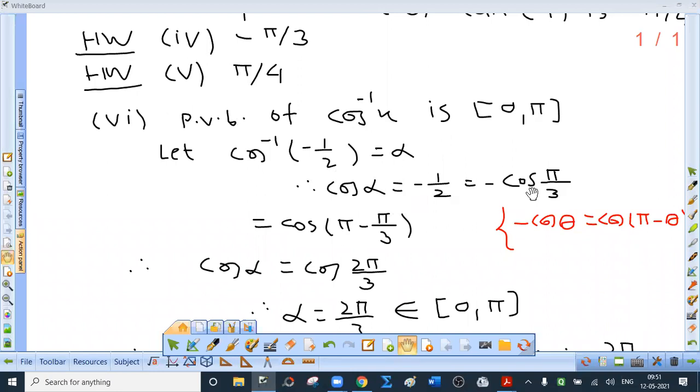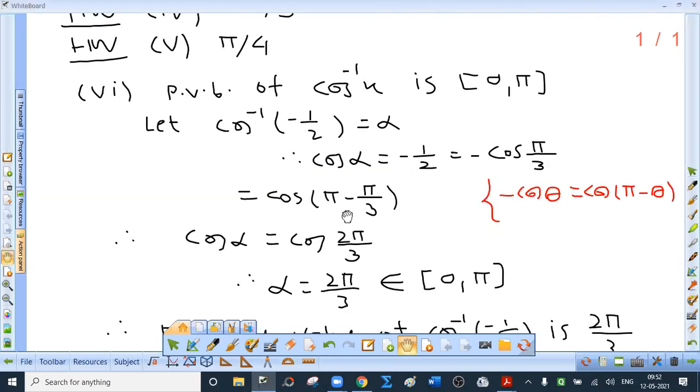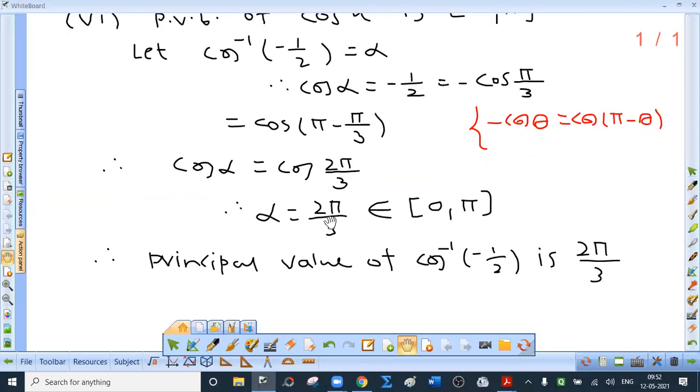You should know that cos of minus theta is not minus cos theta. So what is minus cos theta? It is cos of pi minus theta. You may say cos of pi plus theta is also minus cos theta, but the angle has to lie between 0 to pi, and that is why I have written minus cos pi by 3 as cos of pi minus pi by 3, which is 2 pi by 3. So alpha must be 2 pi by 3.